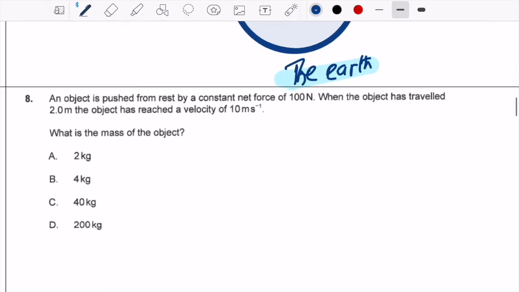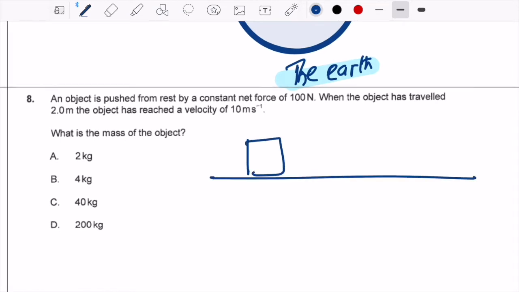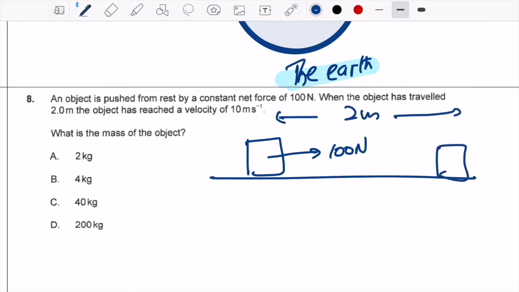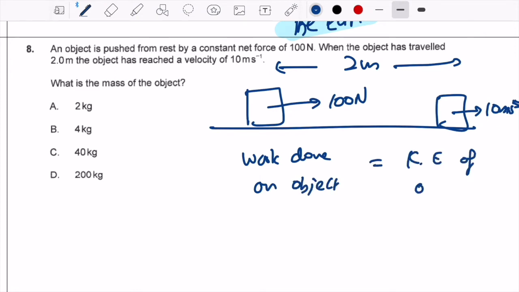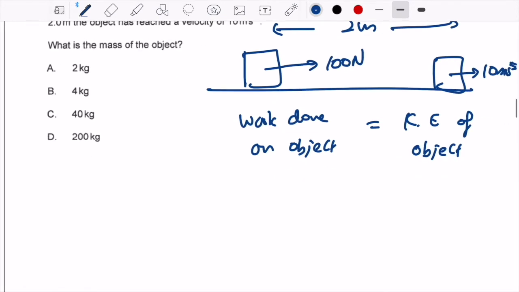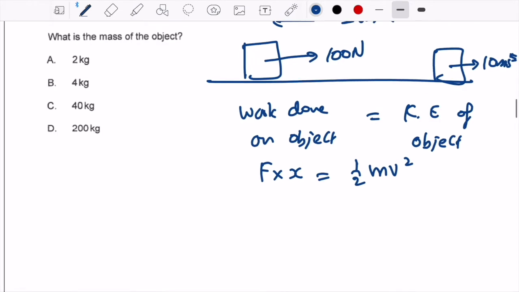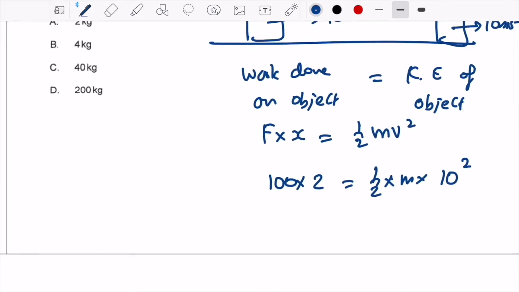Now this question looks difficult, but actually it is not, because this object has a 100 Newton force, and in 2 meters it gets to the speed of 10 meters per second, right? So what we do is, work done on object will convert into kinetic energy of object, right? That's the idea. Okay, work done, we know work done is force times distance. Force times distance will change into kinetic energy equation, half mv squared.